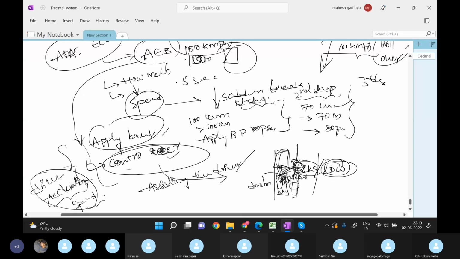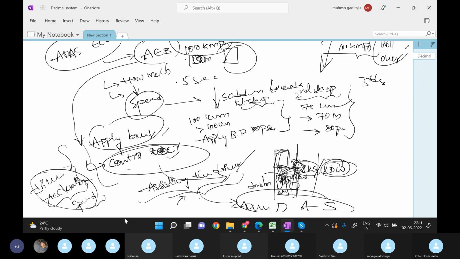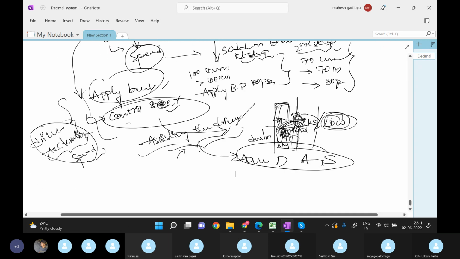Correct? It's not taking full control of the vehicle, but it's still assisting the driver by applying the brake, or giving a warning if he is trying to change lanes, or controlling the vehicle with the steering to not enter the other lane if there is a chance of impact with the backward vehicles or the front vehicles. Getting it? So this is the trendy topic in automotive right now: Advanced Driver Assistance Systems, ADAS. This is a semi-autonomous driving system. Okay, semi-autonomous.